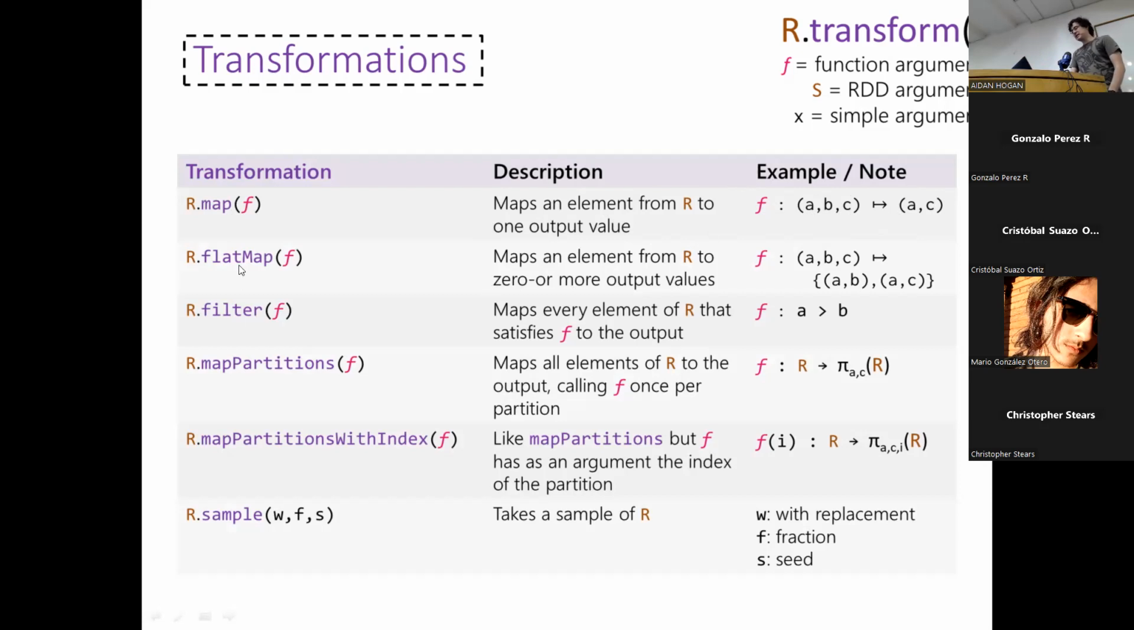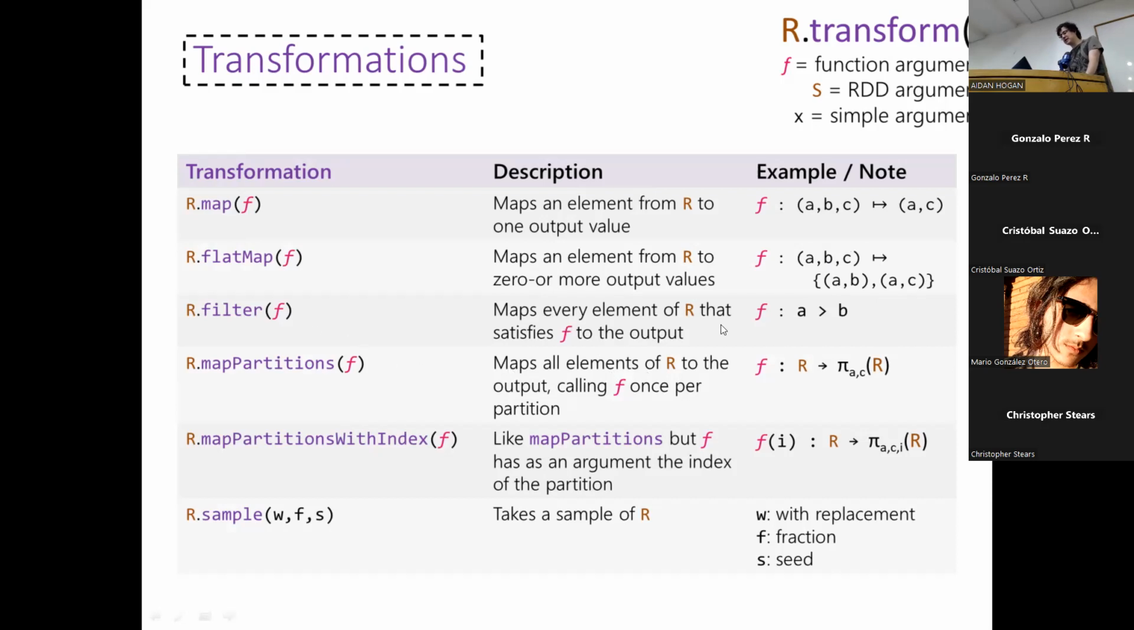Flat map is different in that from a single input tuple, it can output 0 or many tuples. This would be useful, for example, if we wanted to count the number of words in a file where our input tuple was a line, then each line would be exploded into several output values. Here we have an example where from ABC, we write AB, AC. We write two tuples from one.